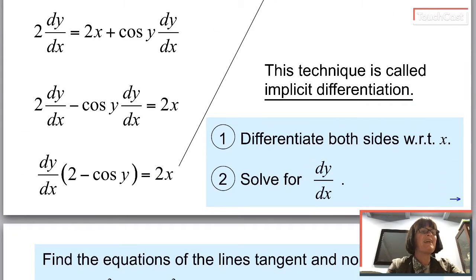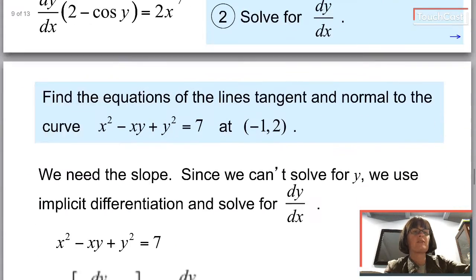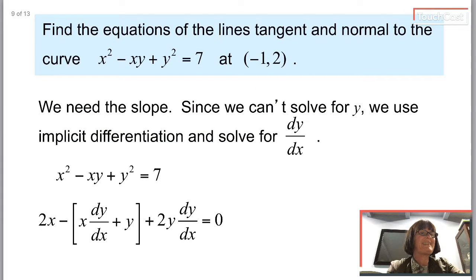There's our plan. If I need to find dy dx in a case where I have a relation between x and y, but I don't have a function, I'm going to use implicit differentiation. That's take the derivative of both sides with respect to x, and then isolate dy dx. All right, so here's another example. Find the equations of the line tangent and normal to this curve, and I've given an ordered pair. To write the equation of a tangent line, I need a slope and an ordered pair. An ordered pair I already have. So how can I find the slope of a curve if that curve isn't a function? I'm going to use implicit differentiation.